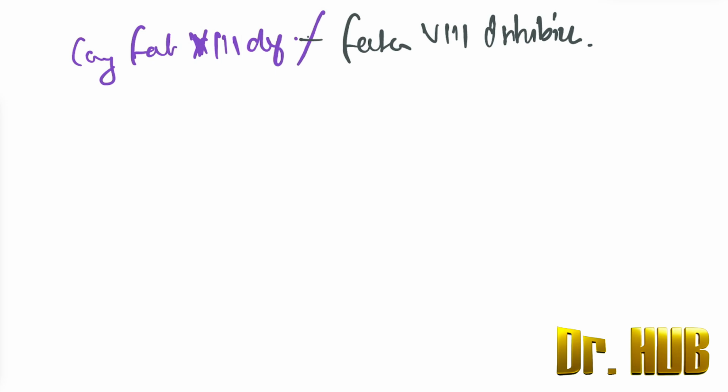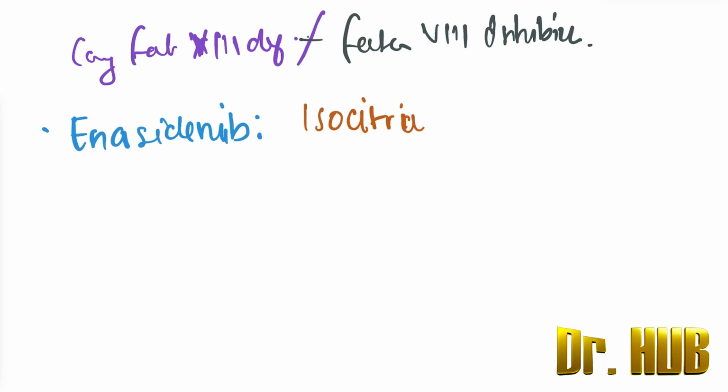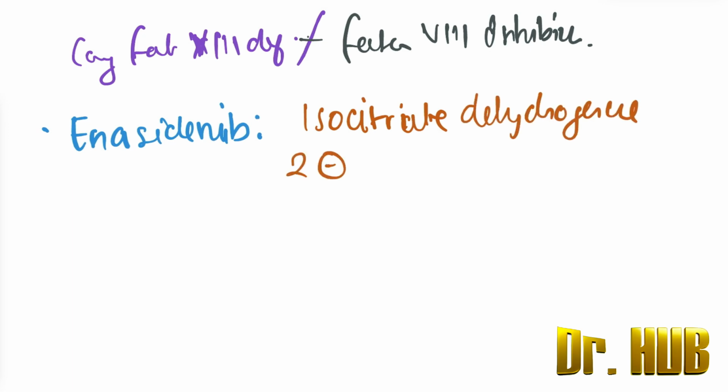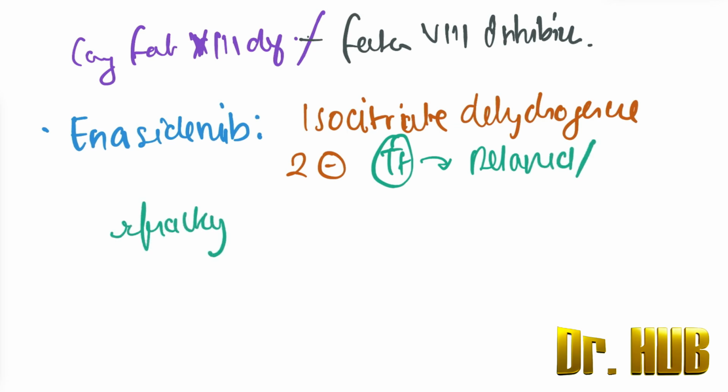Next, we move on to enasidenib. This is an isocitrate dehydrogenase 2 inhibitor, and it is used to treat relapsed or refractory AML. AML stands for acute myeloid leukemia.